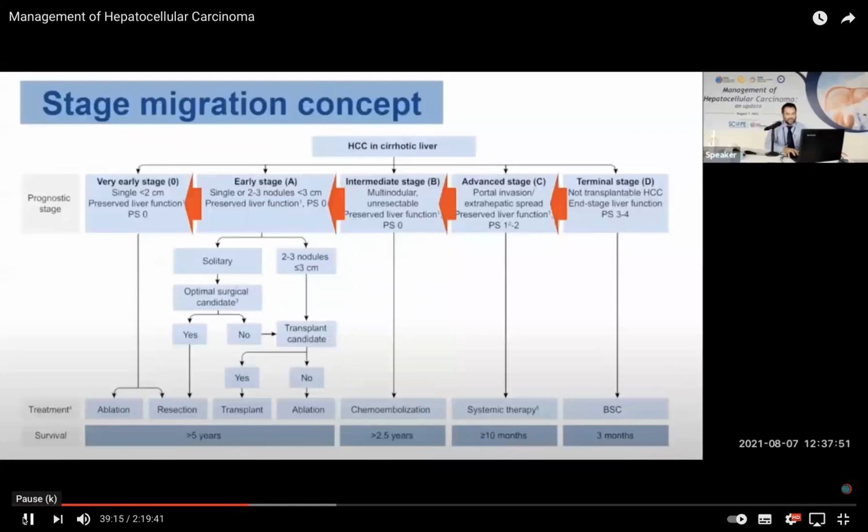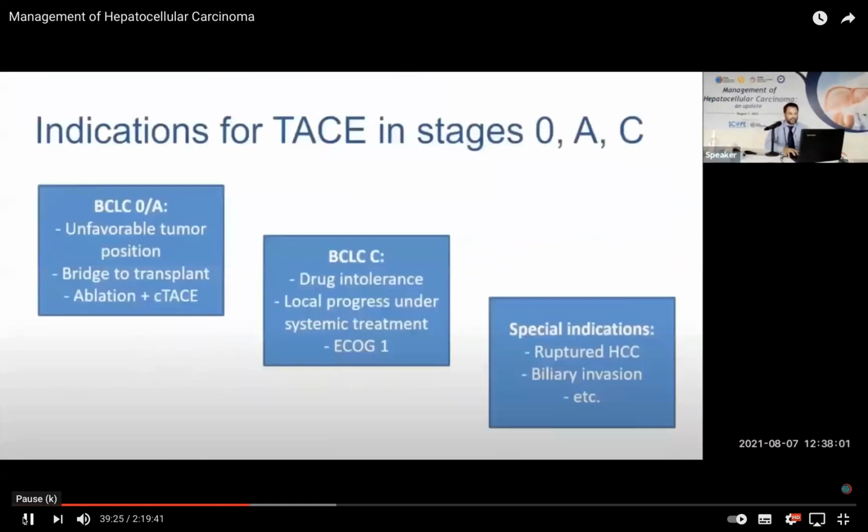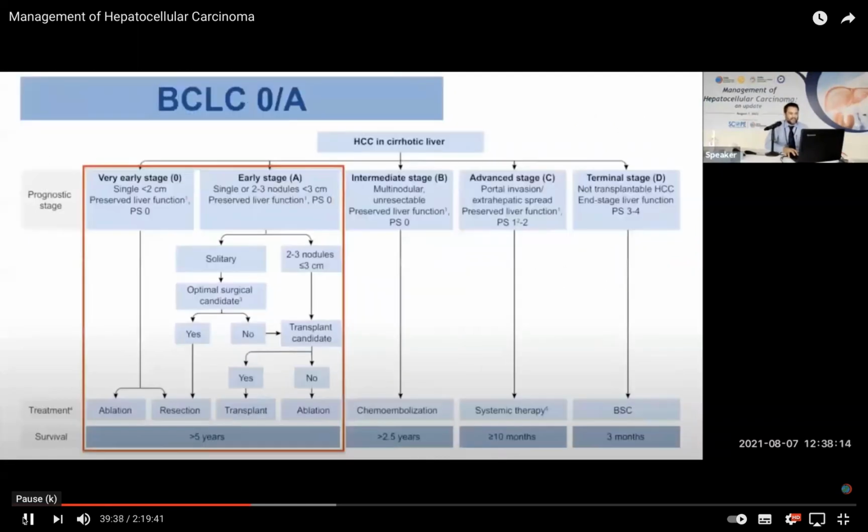Now, we all know that the natural stage is to move from left to right. However, there is the newer concept of stage migration, where you actually downstage the patient. So I'm going to talk about the indications for TACE in the different stages, not the intermediate stage, but stage 0, stage A, stage C, and so forth. And I'll give you some examples.